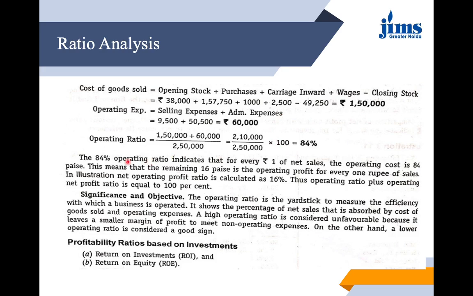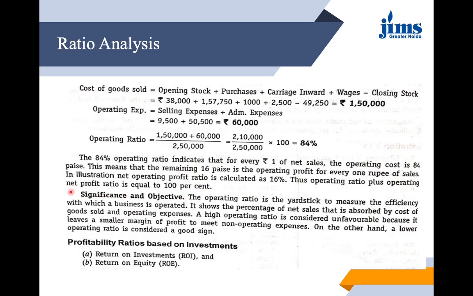So you have seen that an 84% operating ratio indicates that for every 1 rupee of net sales, the operating cost is 84 paisa. This means that the remaining 16 paisa is the operating profit for every 1 rupee of sales. In the example that we have just studied, we have seen that the net operating profit ratio is 16%. Thus the operating ratio plus the net operating profit ratio gives the answer as 100%. So you can verify in this kind of situation.